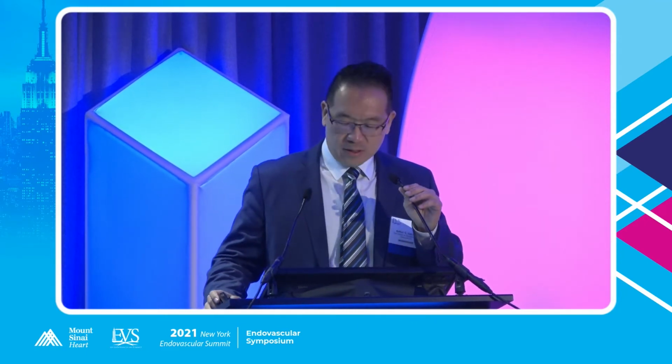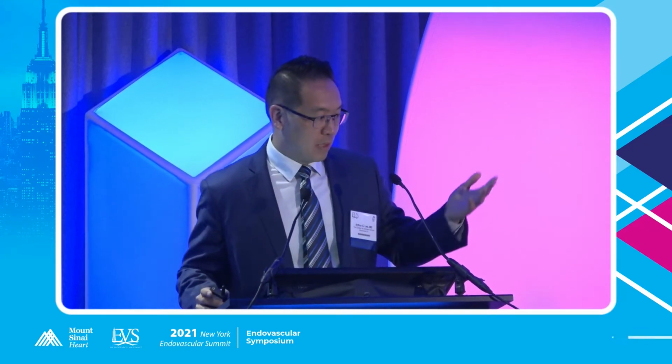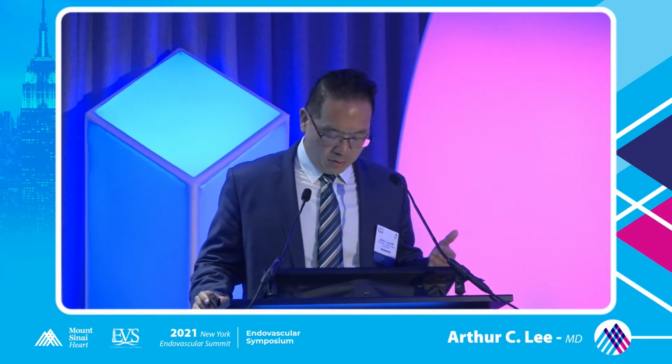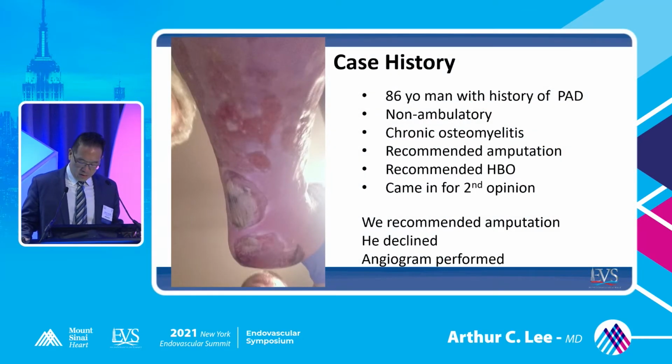Okay, so you saw we've had a lot of debate already. In any CLI case, this can come up. So anyway, this is one of my cases. An 86-year-old guy who has non-ambulatory chronic osteo. You can see his wounds there. He came in for a second opinion after he was told he needed amputation. I actually was one of the rare cases that I told him he should have an amputation.